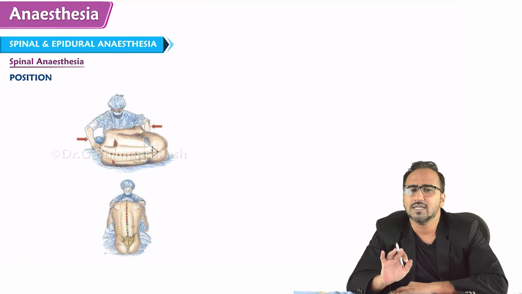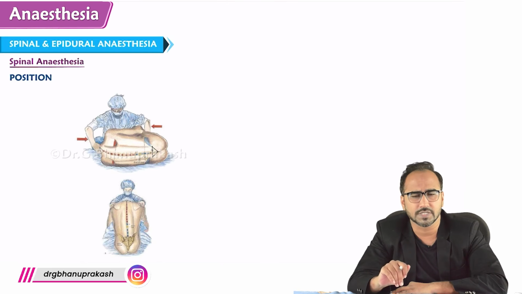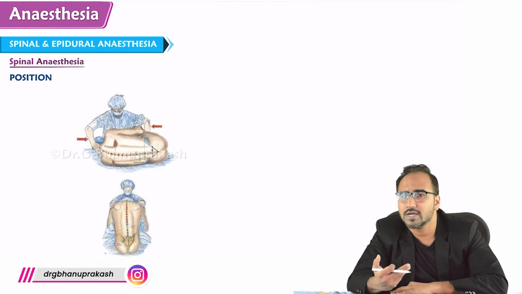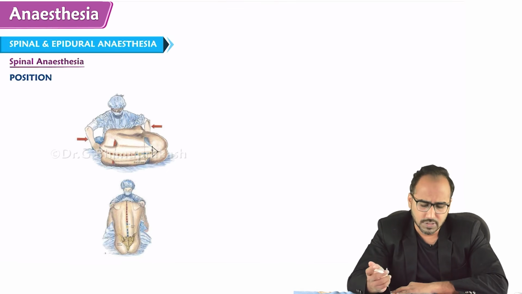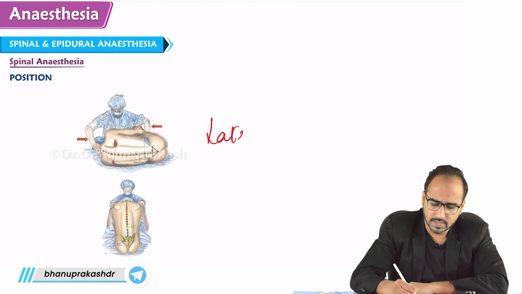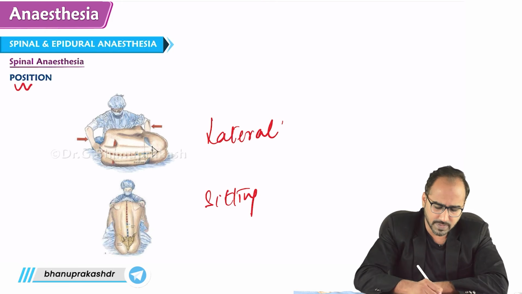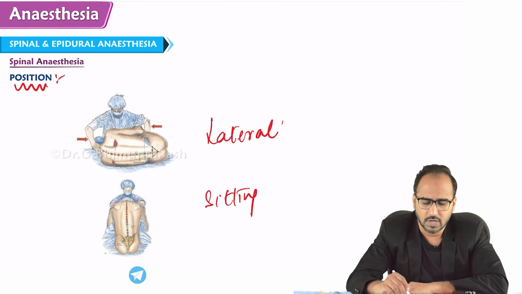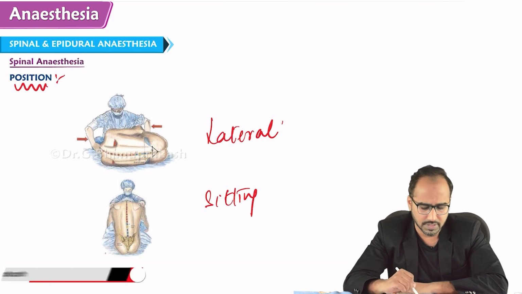So again, guys, it's not that one is a common position and the other is not. Basically, any position you can choose according to the patient's condition, right? So spinal anesthesia can be given in what position, guys? It can be given in lateral or it can be given in sitting posture. What is the position for spinal? Either lateral or sitting posture.